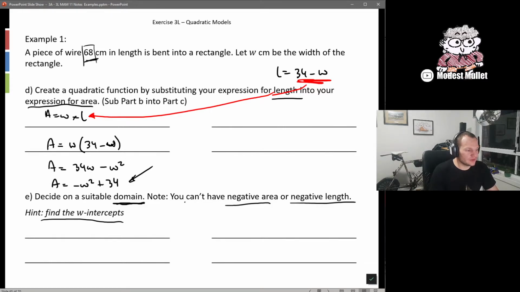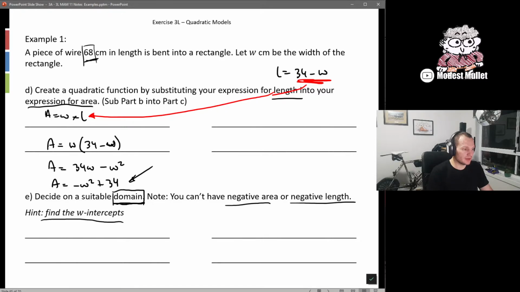The hint here also says is find the W intercepts, which we can consider X intercepts. I might re-explain that because I think I've gone over it a bit quick. Domain is what are the values that we can put in that technically work in this situation. Can I put 100 in for W? No. Can I put in negative 5 for W? No. Why for those? Well, I can't have a negative width, non-existent area, and I can't have a W of 100 because that's longer than the piece of wire.